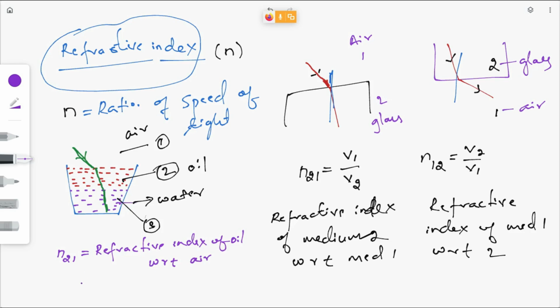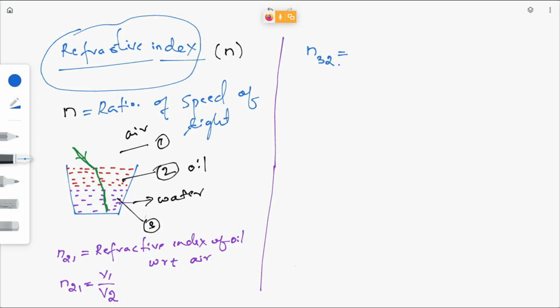Okay, now n21 can be written as speed of light in medium 1, that is in air, divided by speed of light in oil. Yes or no? Sir, refractive index of water with respect to oil. Very good. Okay, that's it. Refractive index of water with, or refractive index of medium 3 with respect to medium 2. So what is medium 3 here? Water. Refractive index of water with respect to oil. Very good.